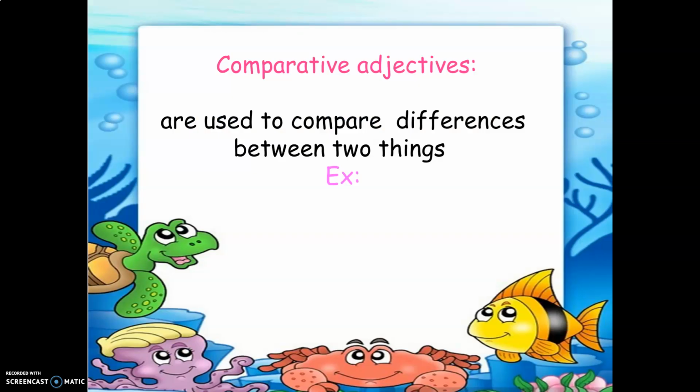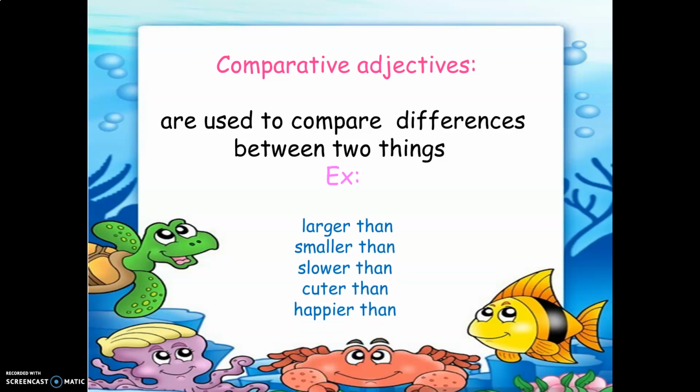Now, comparative adjectives. We took this definition before, girls. They are used to compare differences between two things, between two persons, between two animals, okay? For example, larger than, smaller than, slower than, cuter than, happier than.